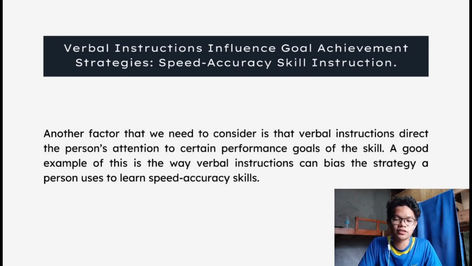Verbal instructions influence goal achievement strategies, speed, accuracy, skill instruction. Another factor that we need to consider is that verbal instructions direct the person's attention to certain performance goals of the skill. A good example of this is the way verbal instructions can bias the strategy a person uses to learn speed-accuracy skills.